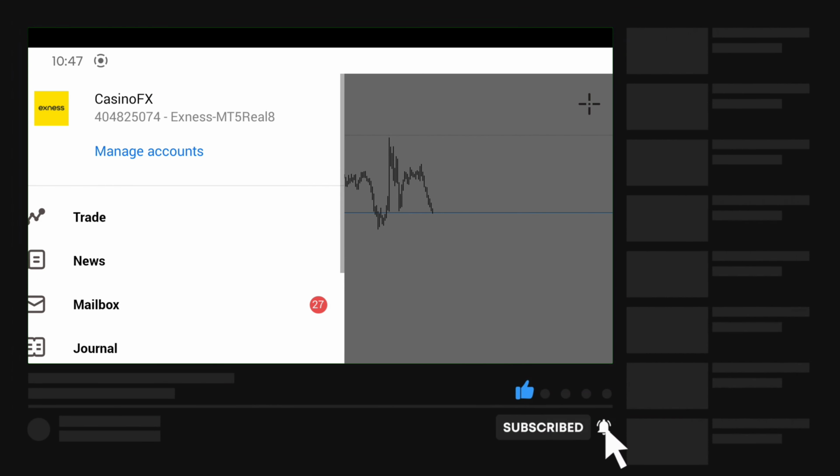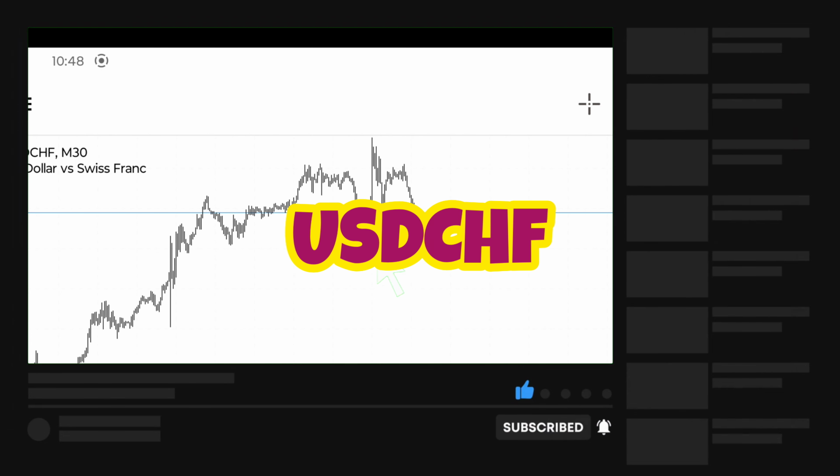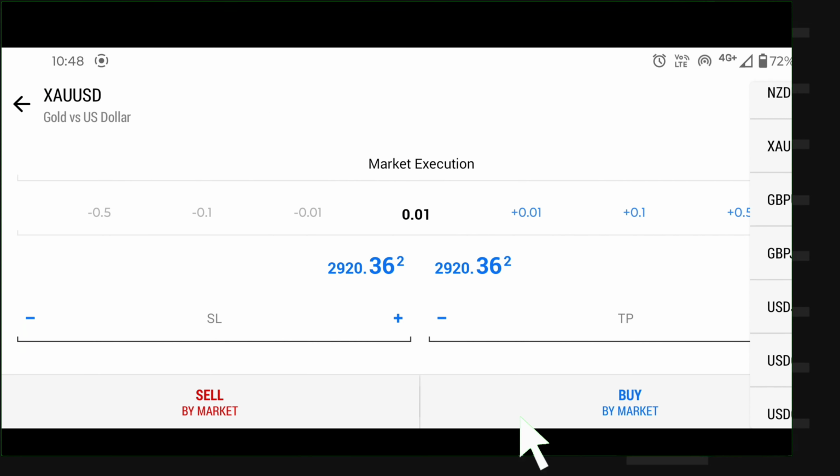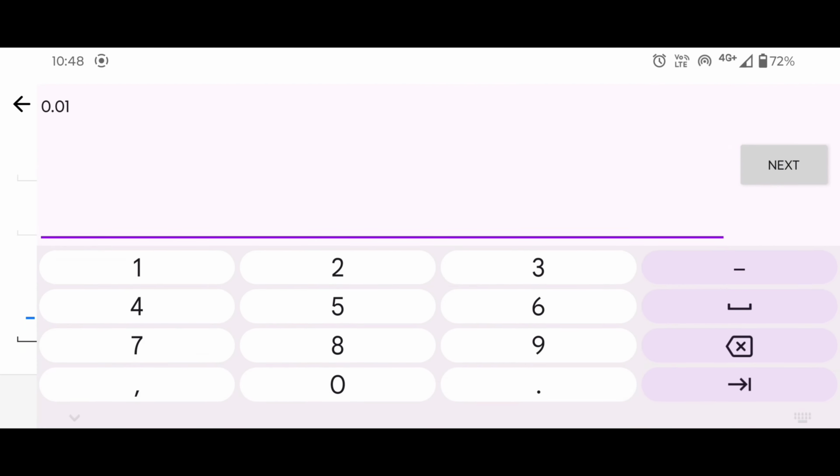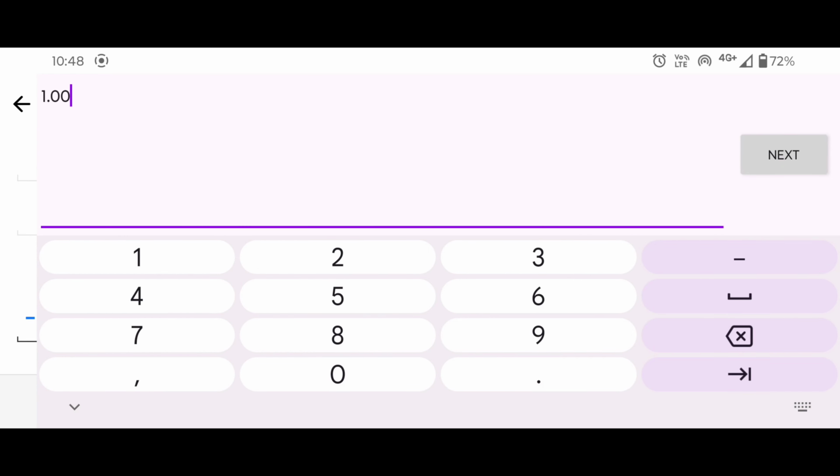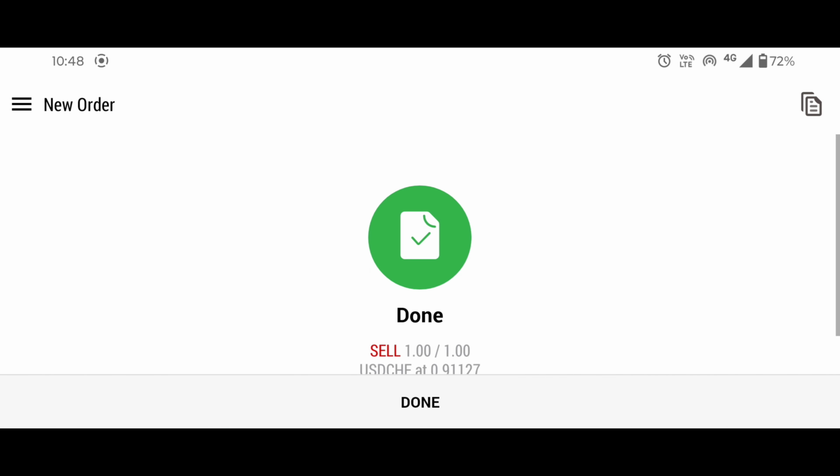Today we are going to generate good profit in US dollar versus Swiss franc. I hope you like the video. I have already calculated the position size here, so that I can do risk management. Well, we should know our loss before placing a trade. You will see after applying all the trades.